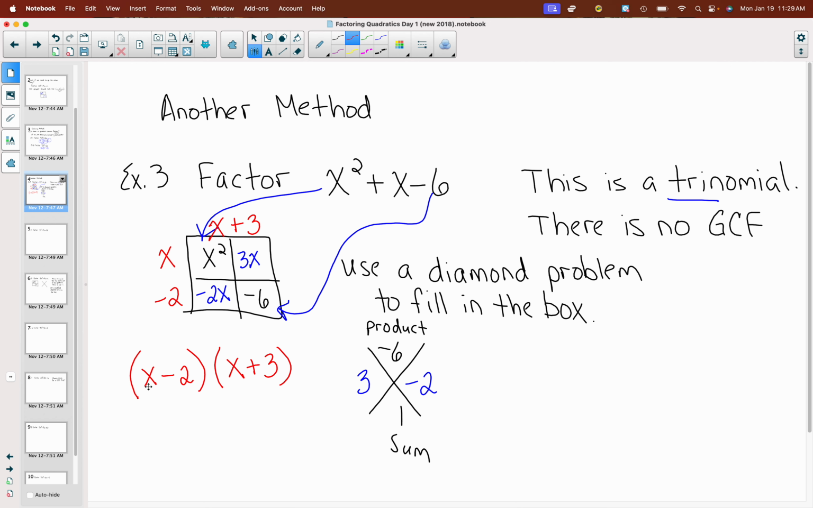Now, it doesn't matter if you put the x minus 2 first or if you put the x plus 3 first. That doesn't matter because you're multiplying, and multiplying is commutative, so you can change the order and it won't affect it.